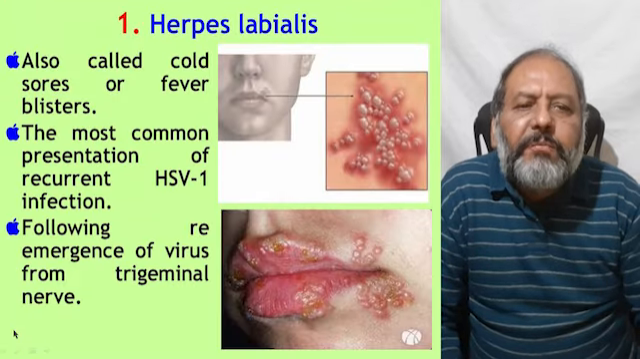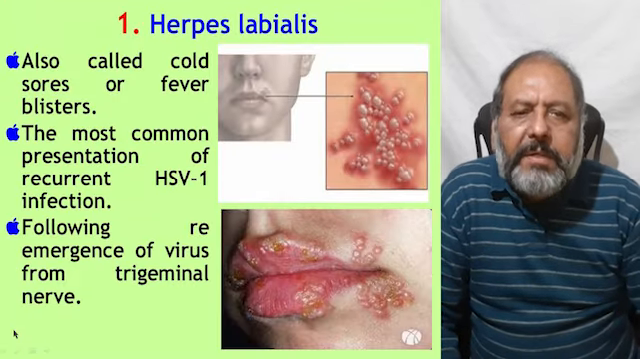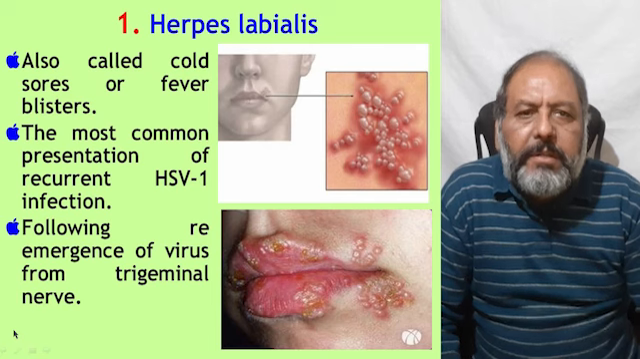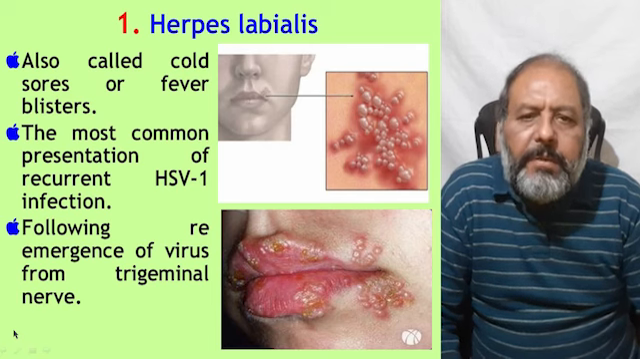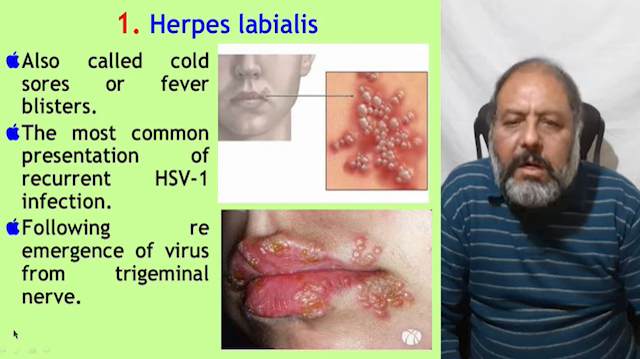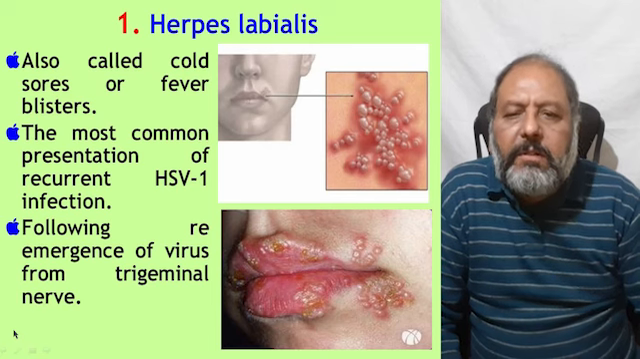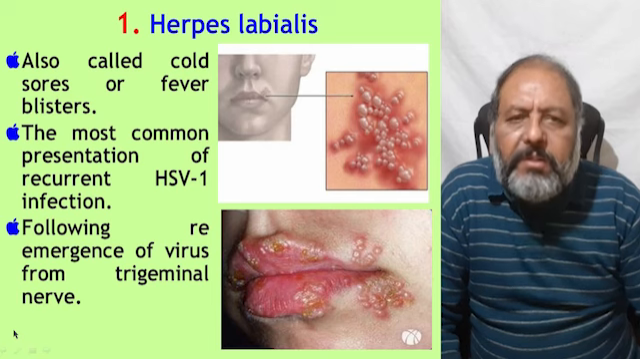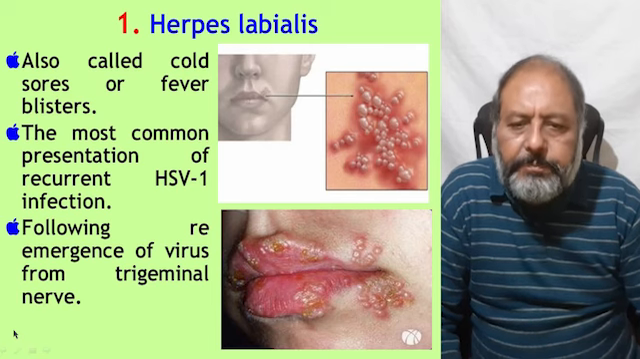Now, the different types of herpes infection, as I have mentioned in my previous slide, I'm going to tell in detail about every disease now. The first one is herpes labialis. It is also called cold sores or fever blisters, as it occurs after the fever is gone.